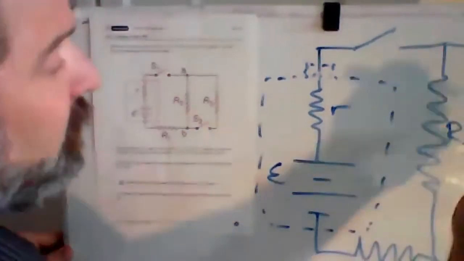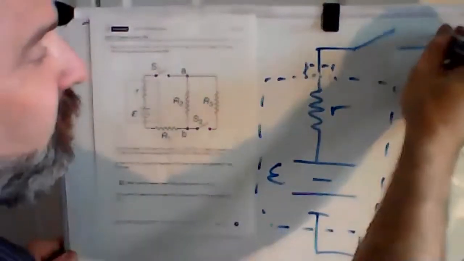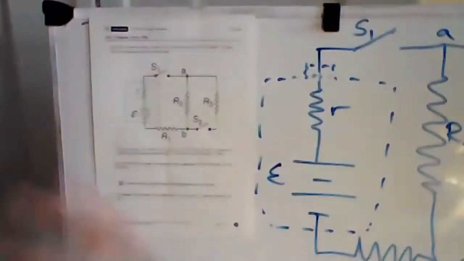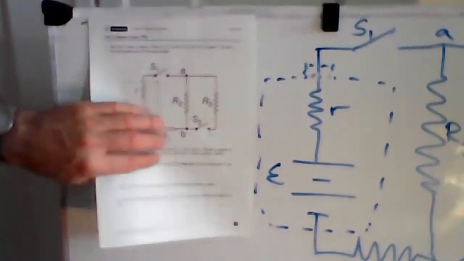Internal epsilon. Doing it like this, but I kind of like to put the little battery symbol, you know what I mean? Remind ourselves about what that is. That's helpful for me. R2, R3, R1. This is point B. This is point A. This is switch S1. And this is switch S2. There we go. Okay, here we go.